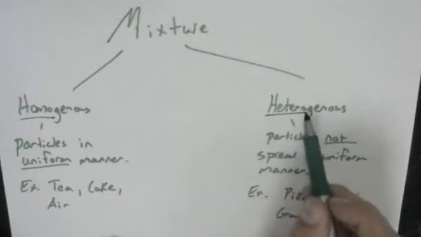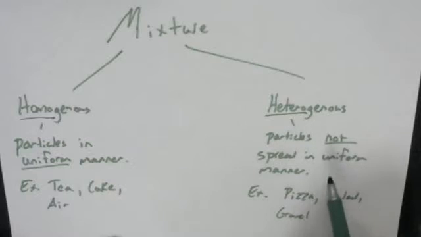In a heterogeneous mixture, that means different. So that means we can tell the different particles apart, and the definition is particles that are not spread in a uniform manner. Good examples of this would be pizza, salad, gravel. Anything you can see the differences in. Wood would be a good example. Anything you can think of where you can tell the different parts will be a heterogeneous mixture.